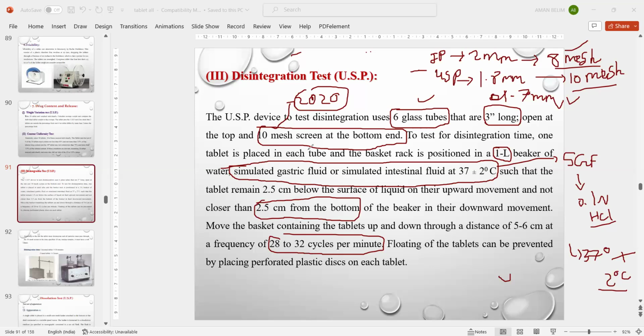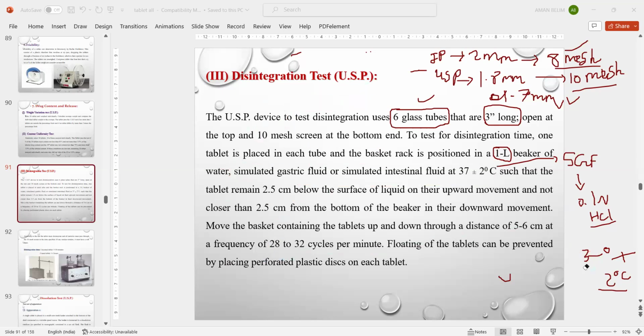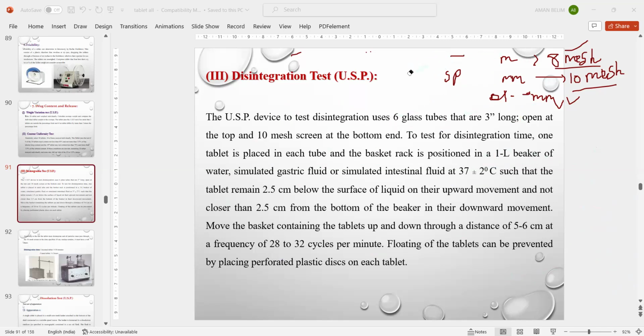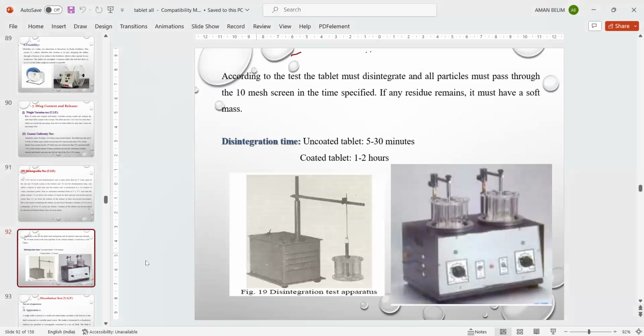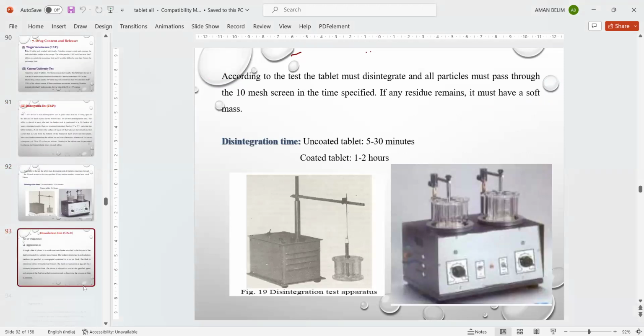These are the very important points you have to remember in the case of the disintegration test. Now we'll go for the dissolution test, and then we'll move towards tablet coating defects, and then we'll start with the micromeritics chapter and rheology. We'll start with some MCQs of micromeritics and rheology. So this is the image of the disintegration apparatus.